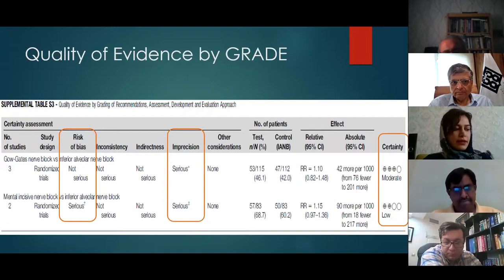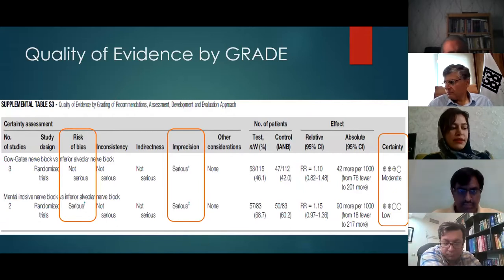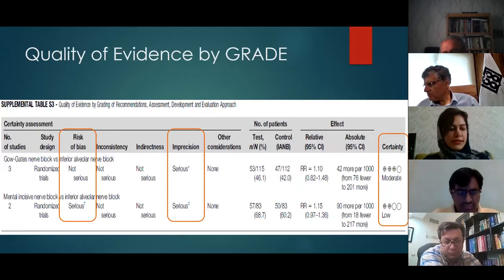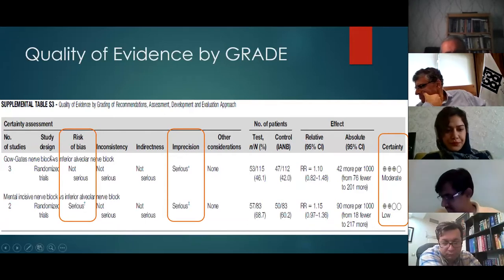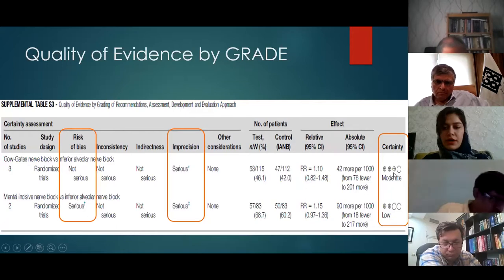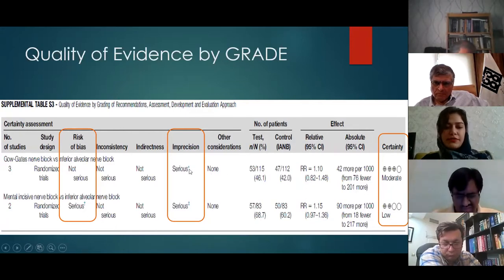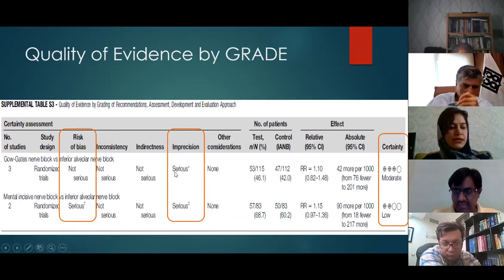This table is showing the quality of evidence by GRADE approach. It is a method of assessing the certainty of evidence and the strength of meta-analysis. The quality of evidence for comparison of GO gates and inferior alveolar nerve block was graded as moderate because of insufficient sample size, which was estimated by TSA.